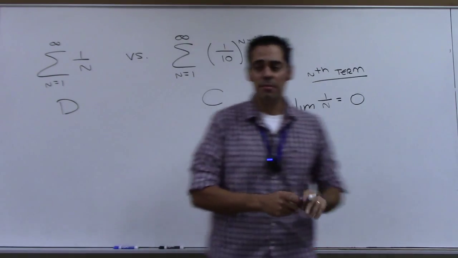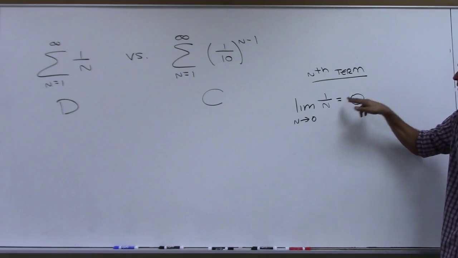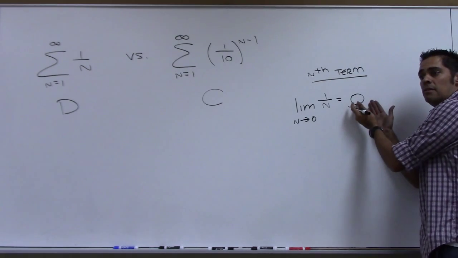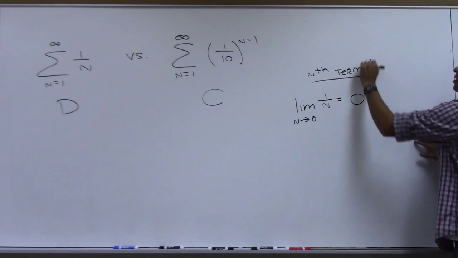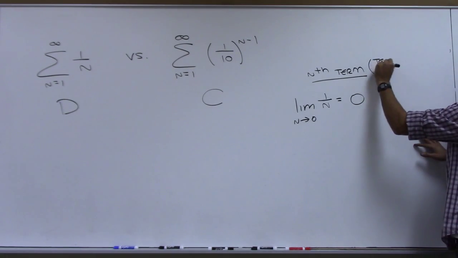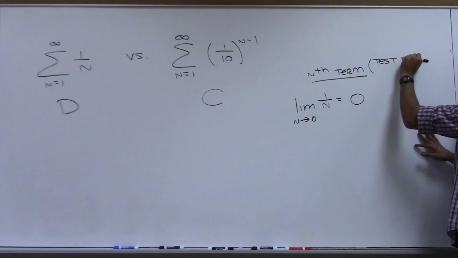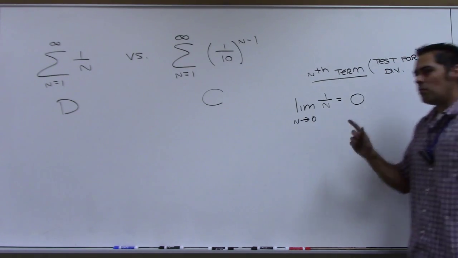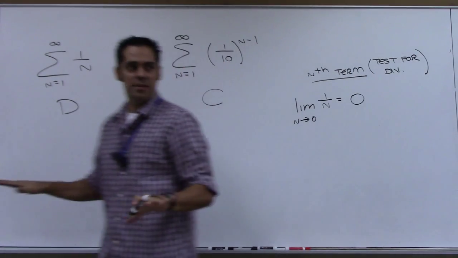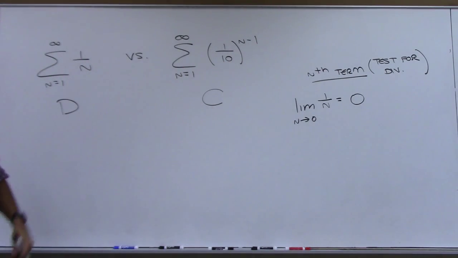The only thing the nth term test is good for is if this thing came out to be 1, then you could say it diverged. You could almost call the nth term test a test for divergence to kind of help you see that that test only tells you one thing, divergence, and that's it. Understand? We'll practice with this more.